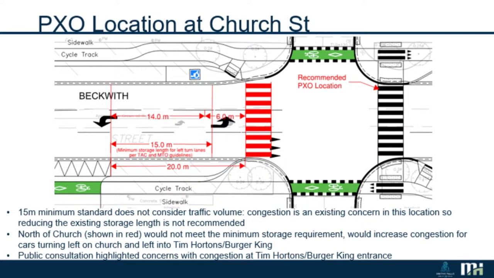There had been some discussion with council about whether it would have been possible to put the PXO on the north side of the intersection to provide more direct access for the pedestrians who are heading to the Tim Hortons and Burger King over there. This graphic is simply to indicate that because of how close the entrance to the Tim Hortons Plaza is to Church Street, there is not enough storage length in that turning median lane.